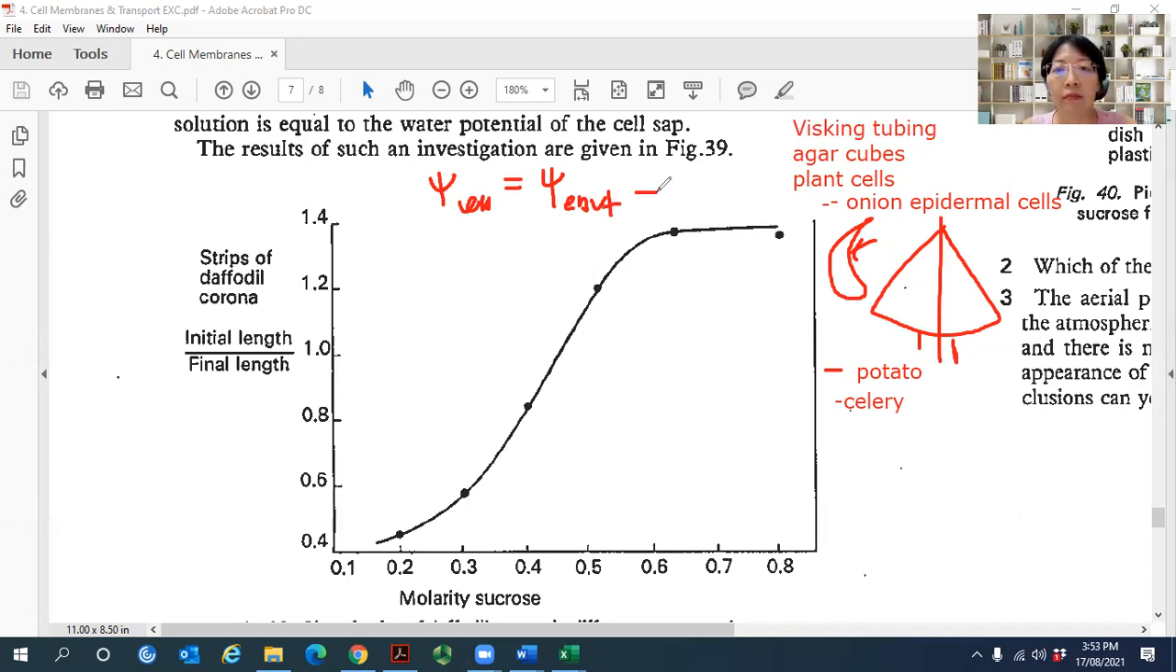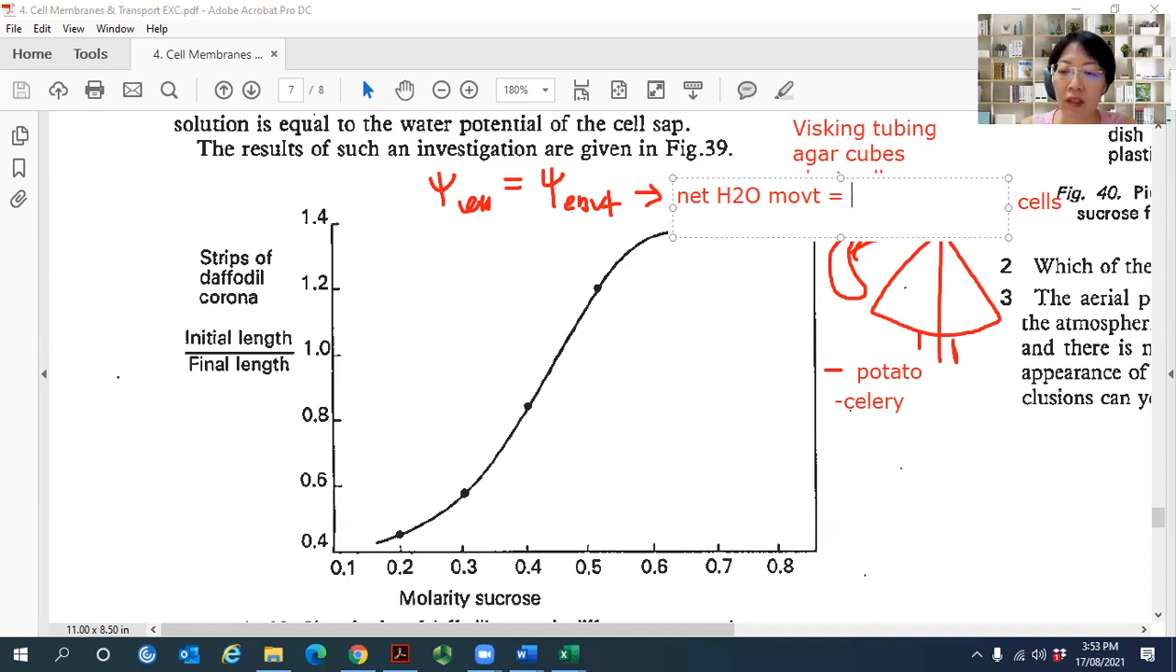Charmaine? Net water movement. Sorry, teacher, can you repeat? So when the psi of the cell is equal to psi of environment, what is my net water movement? Zero, no net water movement, right? This one you learned already, isn't it? Zero.